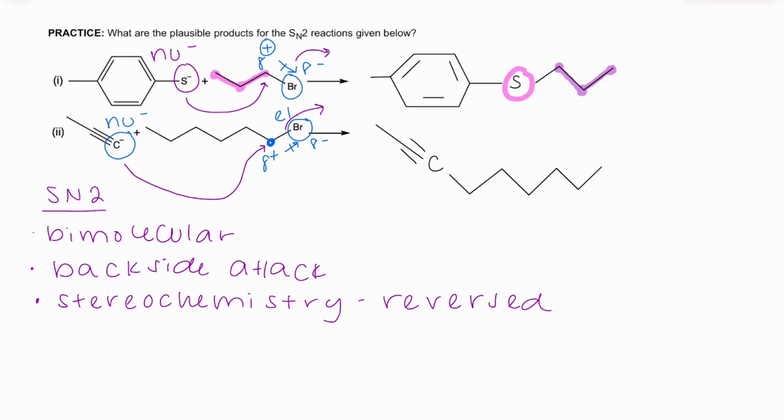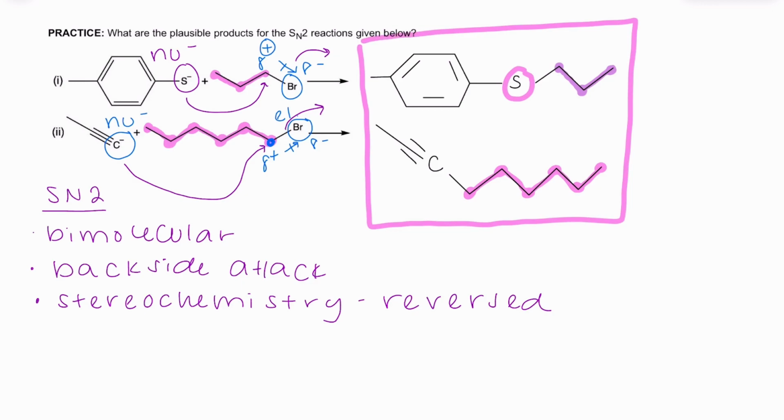So we have carbon replacing bromine, which means we should end up with an alkyl chain of 1, 2, 3, 4, 5, 6 carbons. Do we have 6 carbons bonded to the other side of this carbon nucleophile? 1, 2, 3, 4, 5, 6. Yes, we do. So the final answer would be these two products. Thank you very much for your time.